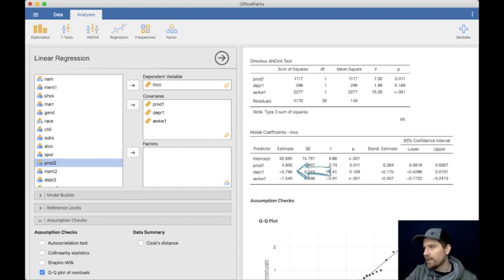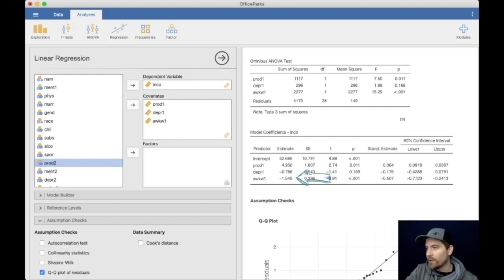Depression, on the other hand, as it increases, we'd expect basically a $766 decrease in income. That is, more depressed people tend to earn a little bit less. But note that that's not a significant relationship. In other words, when we're interpreting this, we would say depression does not significantly predict income.